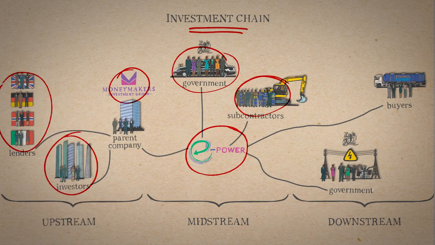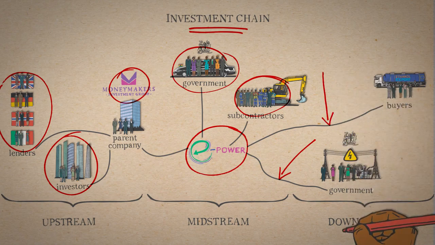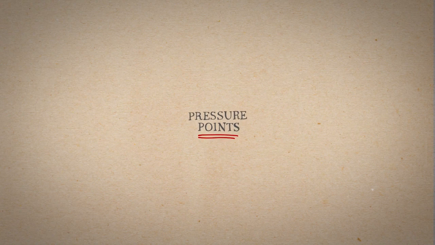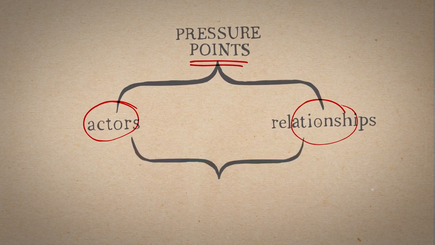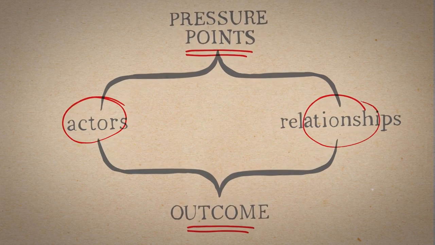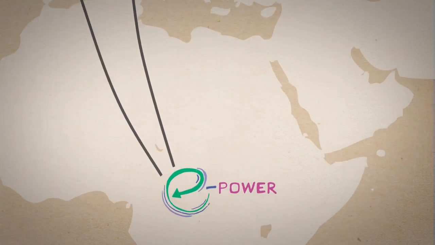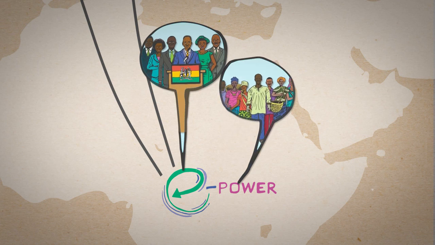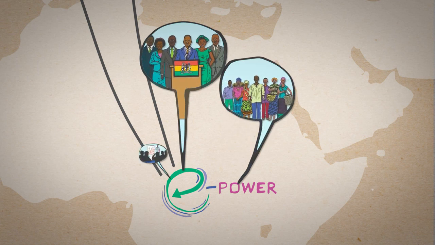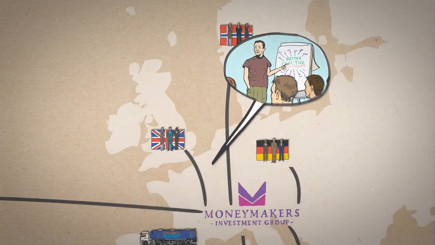This information can be used to establish accountability by identifying pressure points in the chain. So, hang on, what's a pressure point? Pressure points are the actors and relationships that can be targeted or used to influence the outcome of an investment. Pressure points can be activated by a range of players, from governments who seek to regulate against foul play, to individuals and communities affected by the deals who want to fight back, to civil society groups who want to highlight abuse and point to better practice.